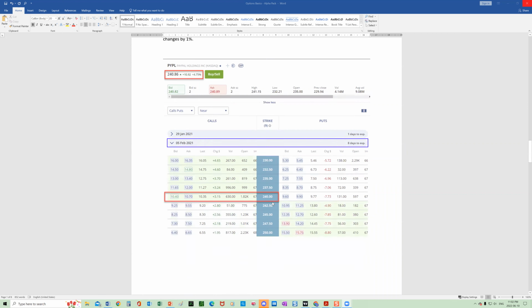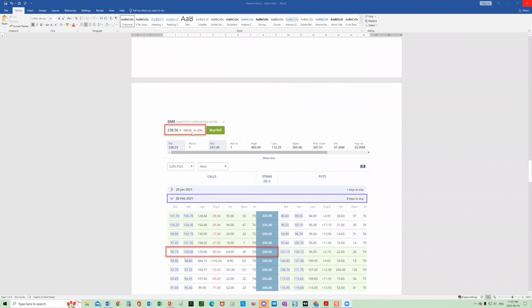I put an example here from when GME had that big run to show you the impact of implied volatility. So this is a screenshot that I actually took. This was PayPal, trading at 240.86, up on the day. And so I just took that 240 call, right? So with 8 days to expiration, 10.40 at the bid, 10.70 at the ask.